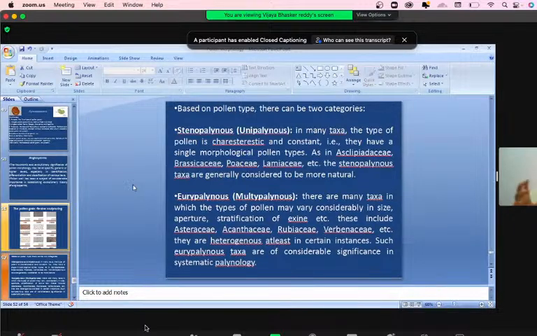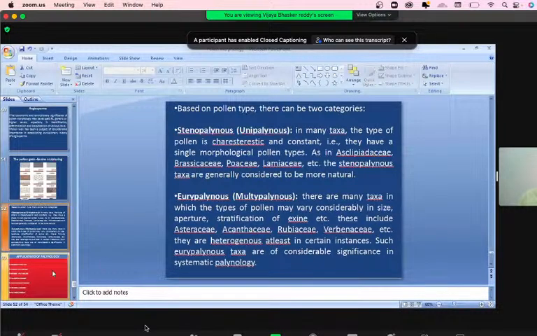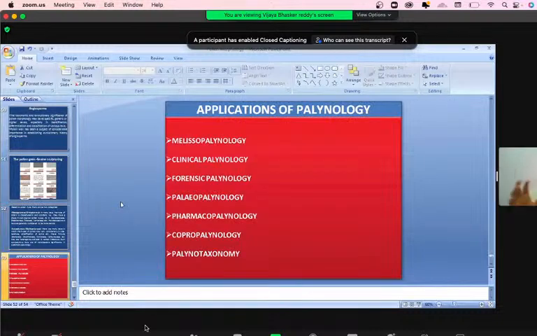In the eurypalynous condition, there is variation from plant to plant within a genus. Each species has its own type of ornamentation patterns. So that's called the eurypalynous condition. That is also called a multipalynous condition. You can come across families like Asteraceae, Acanthaceae, Rubiaceae, etc. This is because of the heterogeneous patterns.